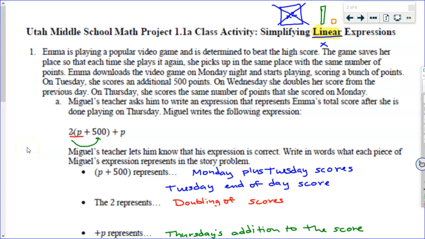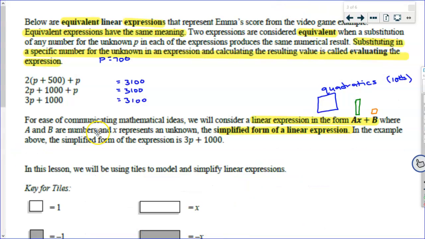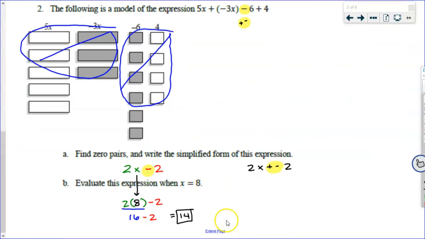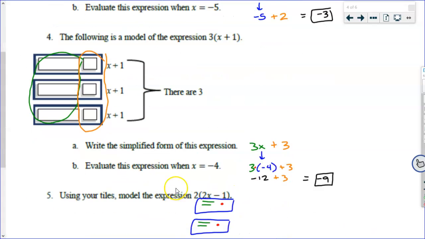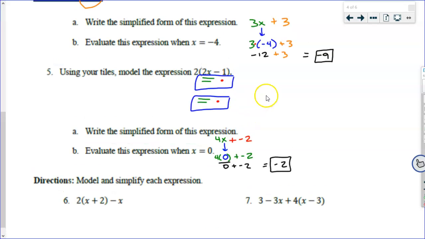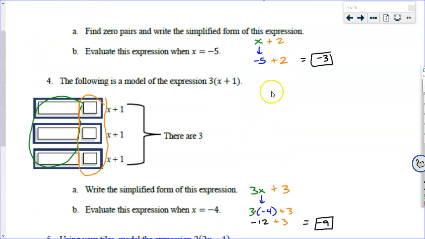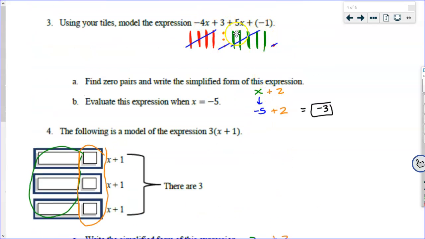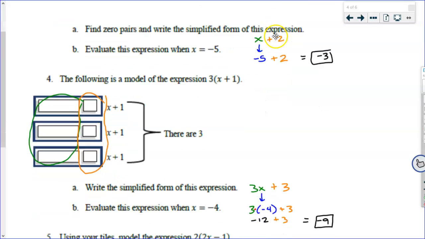All right, this is Utah Middle School Math Project 1.1a, Simplifying Linear Expressions, but this is part 2, just to finish up the last little bit of the lesson that we didn't get to finish up in the last video. We left off getting ready to simplify these expressions down here. Again, we practiced simplifying expressions where all we had to do is just combine like terms, like up here, finding zero pairs, combining like terms.